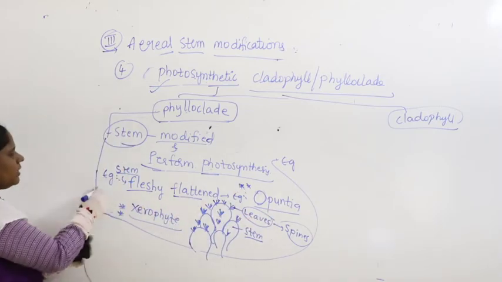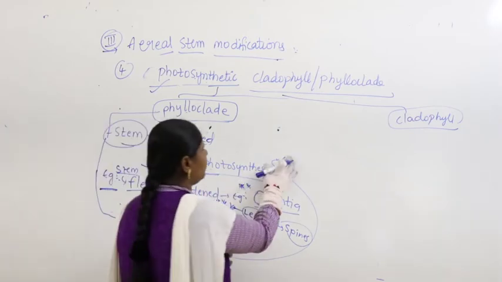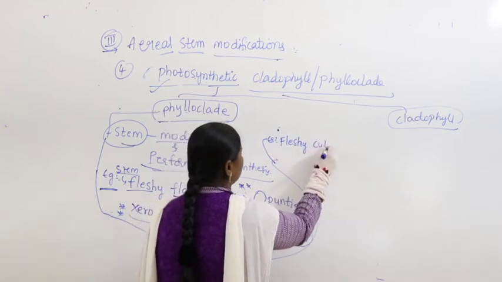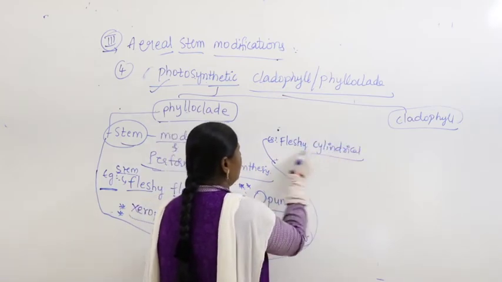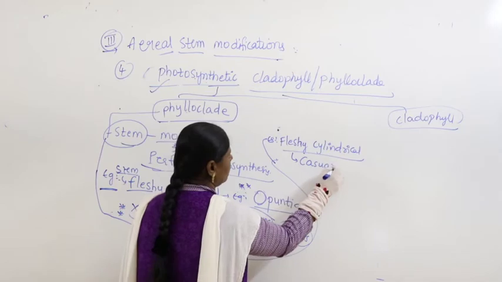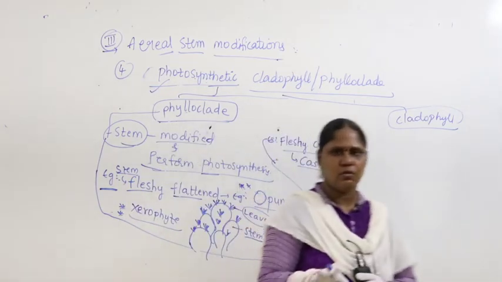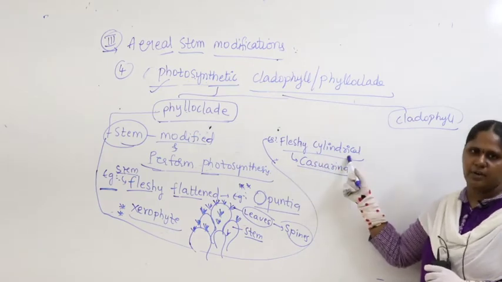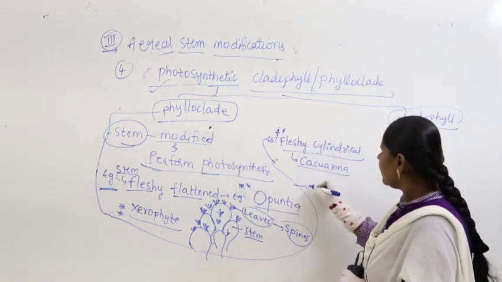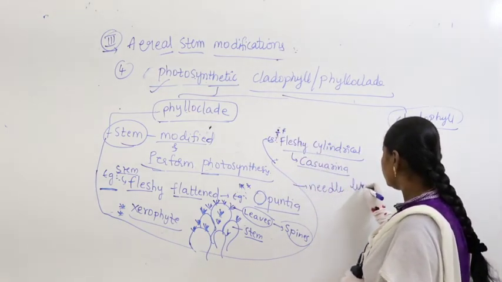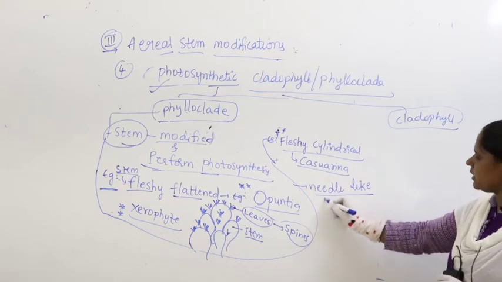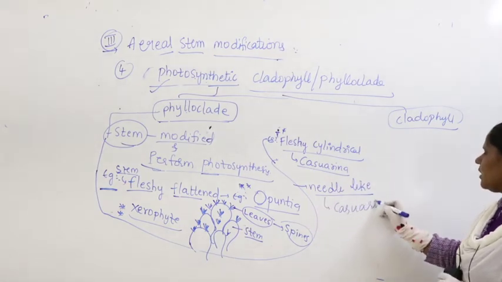Similarly, let us continue with some more examples under phylloclade. Now, if you take some more examples, you can also write fleshy cylindrical. In this case, you can take the example Casuarina. No doubt the stem becomes fleshy and moreover very cylindrical. And in some cases it even becomes needle like. In some Casuarina members it is cylindrical, in some it is needle like.